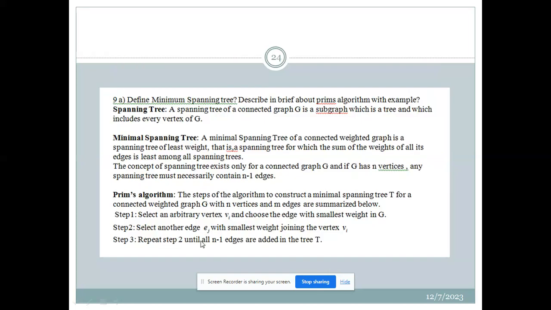Now, Prim's algorithm has three steps. Select an arbitrary vertex vi and choose the edge with the smallest weight joining it. Select another edge ej with the smallest weight joining the vertex vi. Repeat step 2 until all n minus 1 edges are added in the tree.